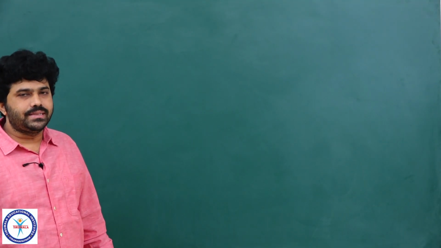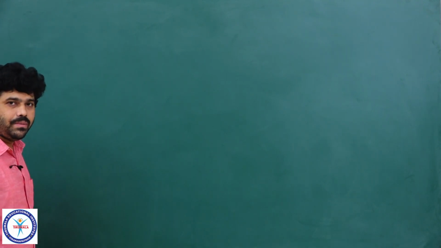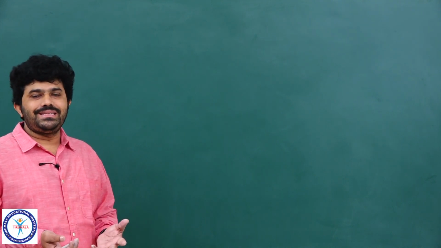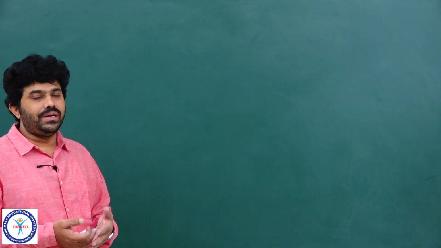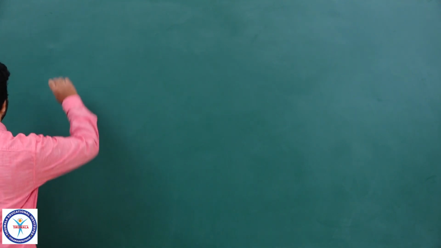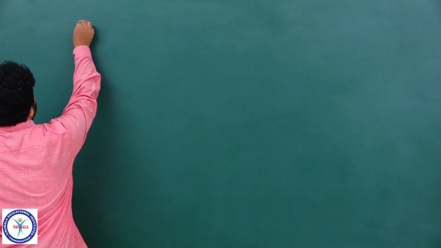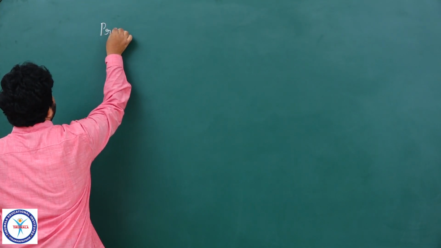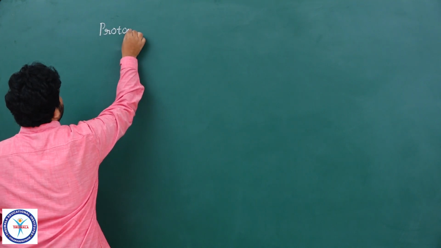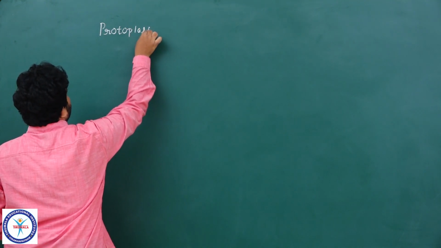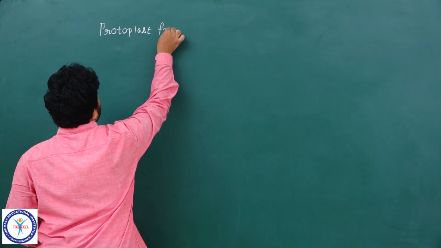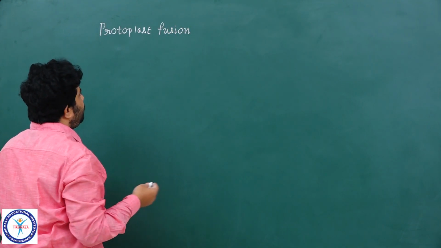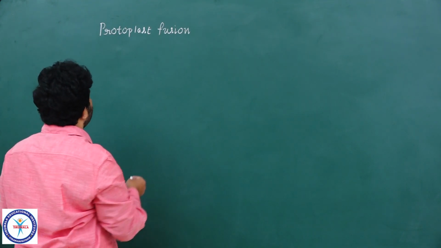Now, we discuss another method which is also very important for producing plants with hybrid or desirable characters. You please put the heading: protoplast fusion. Fusion means combining, union, mix. That is the meaning of fusion.